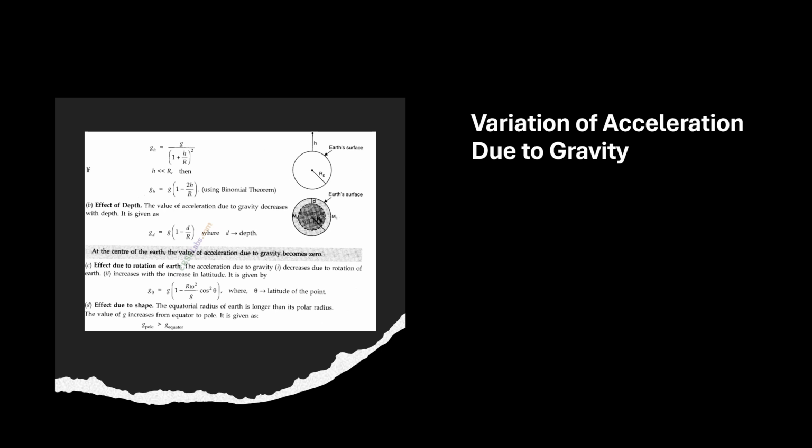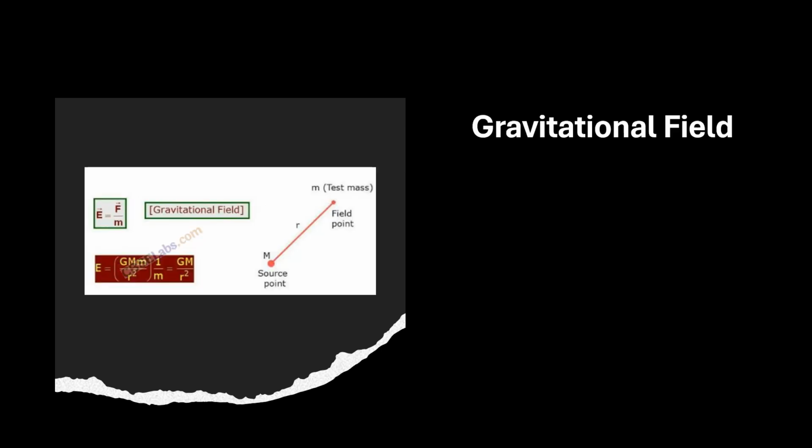Gravitational field. The space around a body within which its gravitational force of attraction is experienced by other bodies is called gravitational field. Intensity of gravitational field. The intensity of the gravitational field of a body at a point in the field is defined as the force experienced by a body of unit mass placed at that point, provided the presence of unit mass does not disturb the original gravitational field.